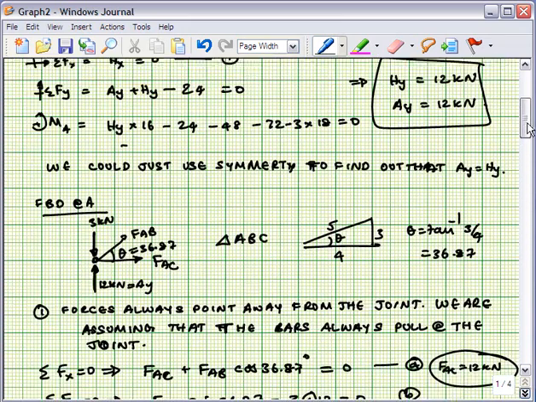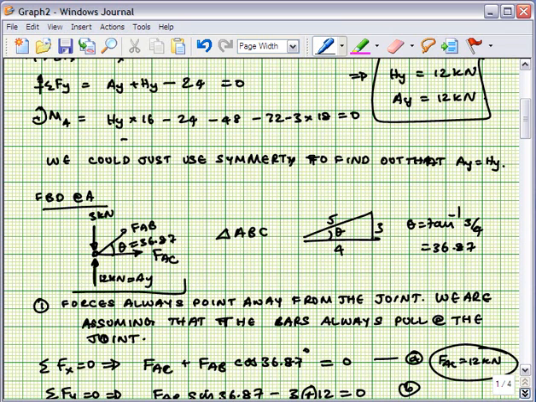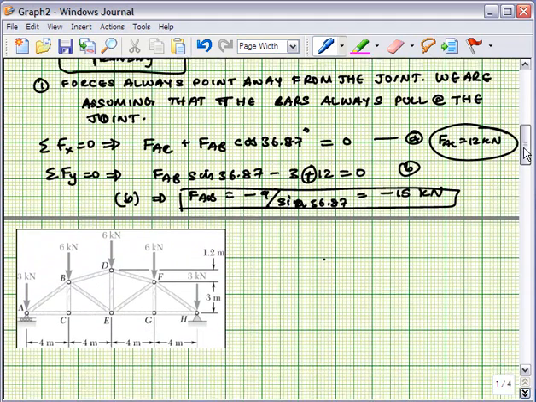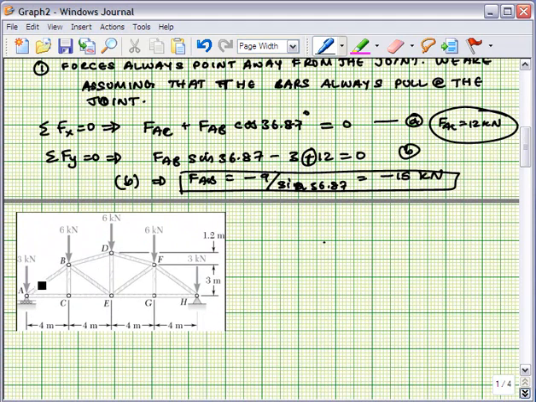The main thing here is drawing this free body diagram. Once you get the free body diagram, it's just like a particle in equilibrium. So every time, the main trick is getting the free body diagram of each particle and being able to do this properly. So what I'm going to do now is I'm going to enter these values onto the truss so that you know where these things are. So this is minus 15 kilonewtons, that's 12 kilonewtons.